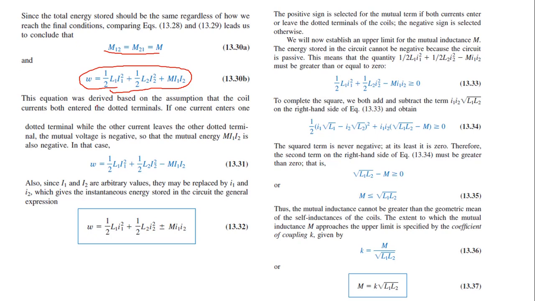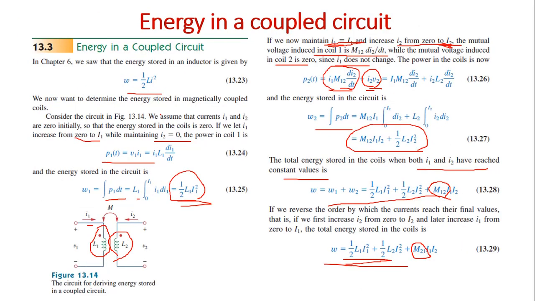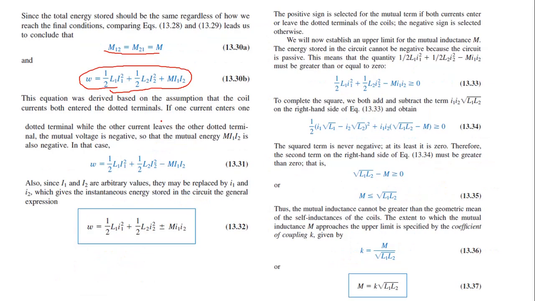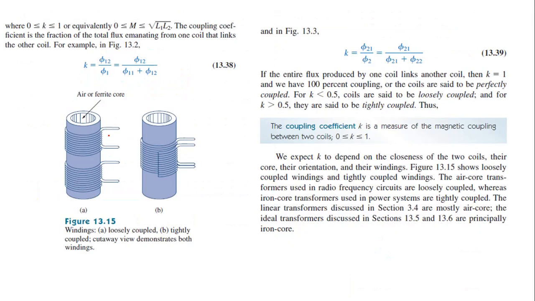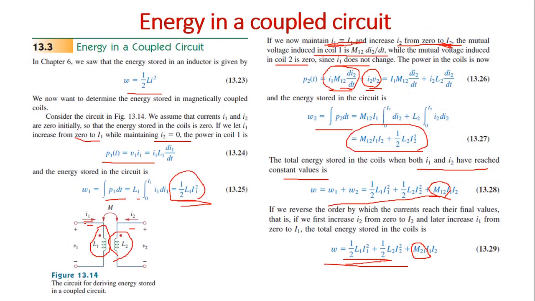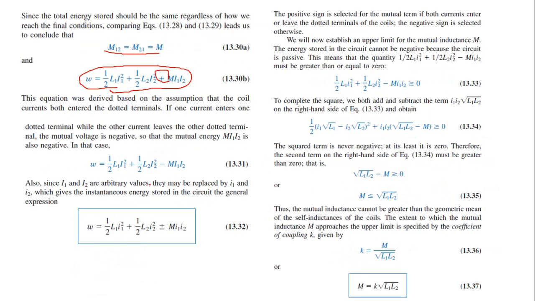Now this equation was derived based on the assumption that the coil currents both entered the dotted terminals. It means we have to follow the dot procedure also, right? We have taken plus M here. We have assumed that both currents enter the dotted terminal, so we have got plus M here. If in this diagram one current enters the dotted terminal and the other current leaves the dotted terminal, then we will have minus M.